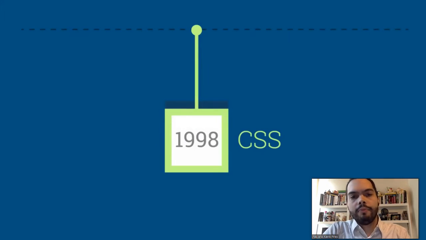So in 1998, the cascading style sheets were introduced.